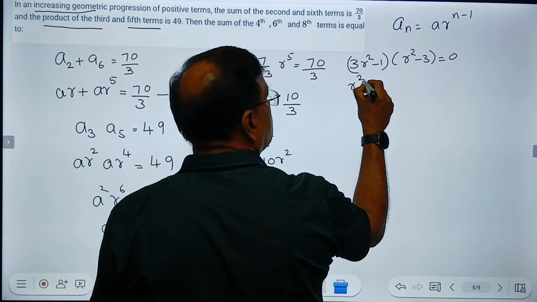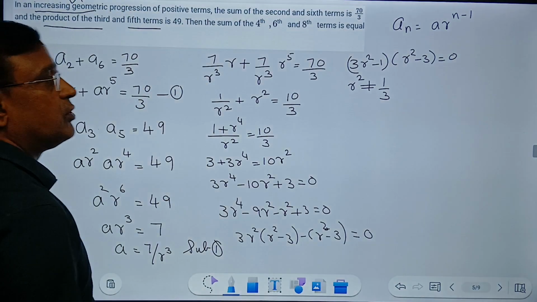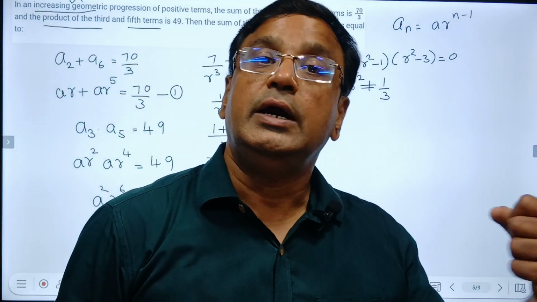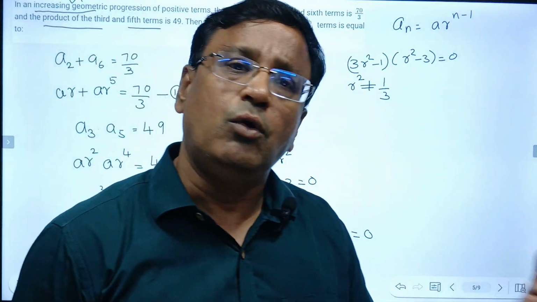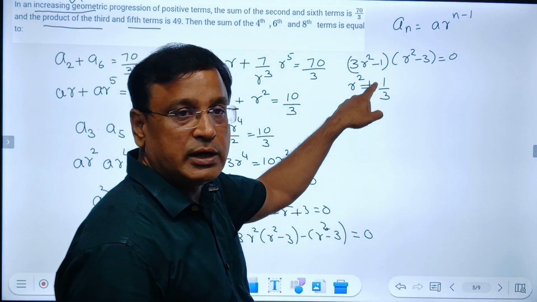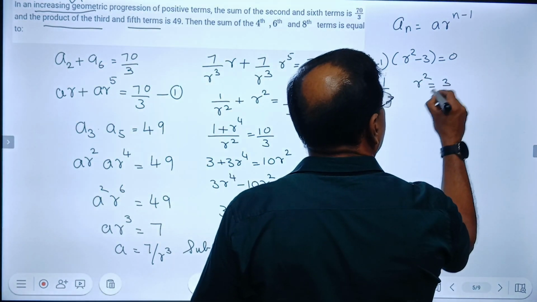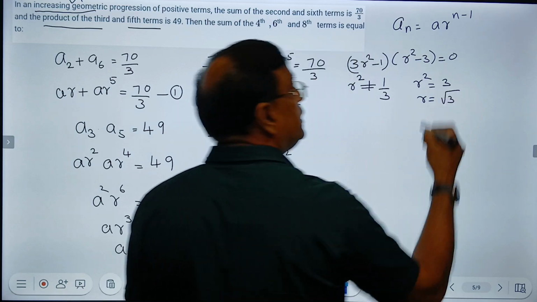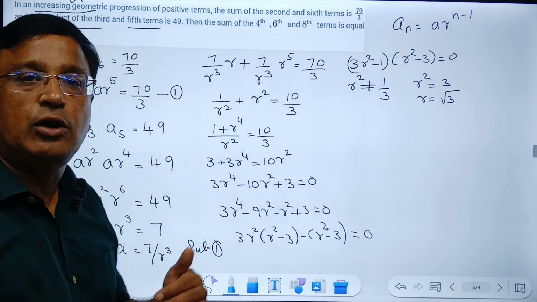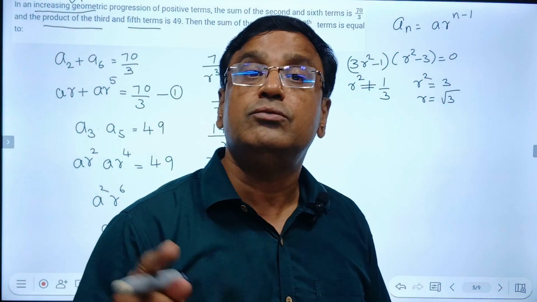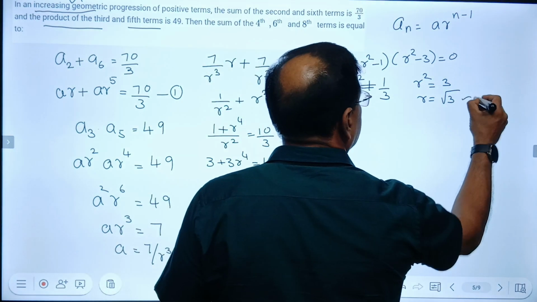So definitely r square cannot be equal to 1 by 3 because it is an increasing geometric progression. R should be a positive number greater than 1. So you cannot have r as 1 by root 3. It's not possible. And obviously r square should be 3 and r must be only plus root 3. It can't be minus root 3. Again, as I said, it's an increasing geometric progression. R cannot be negative, and you see, R is more than 1. It is 1.732 and so on. So this is the correct value of R.